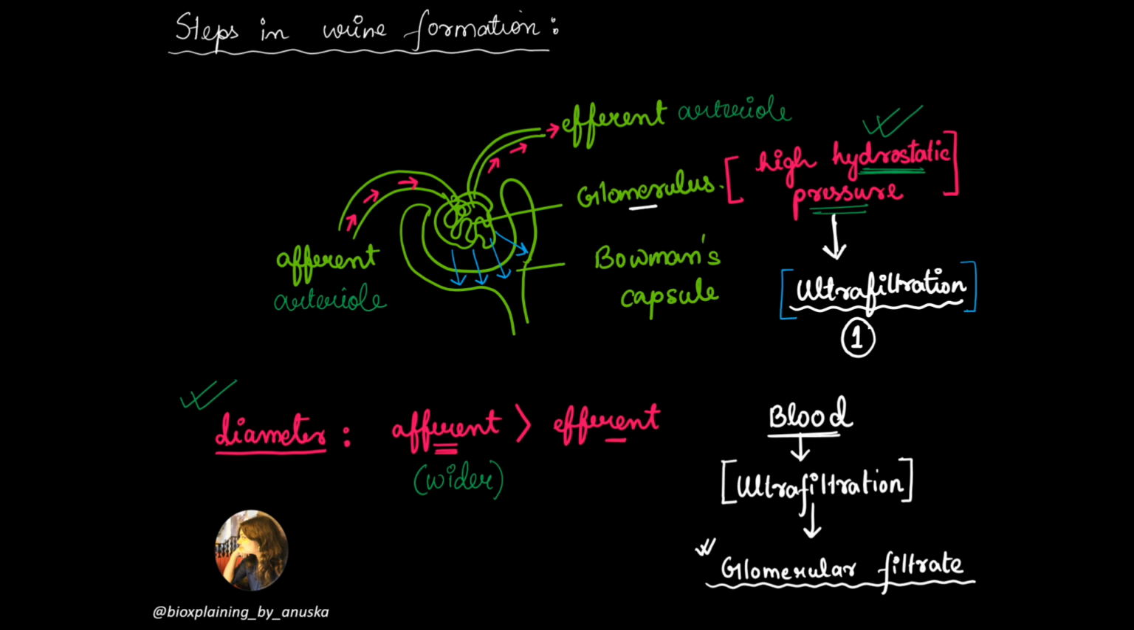This process is known as ultrafiltration, and the fluid which comes into the Bowman's capsule is now known as the glomerular filtrate. So the filtrate which now comes into the Bowman's capsule is known as the glomerular filtrate.